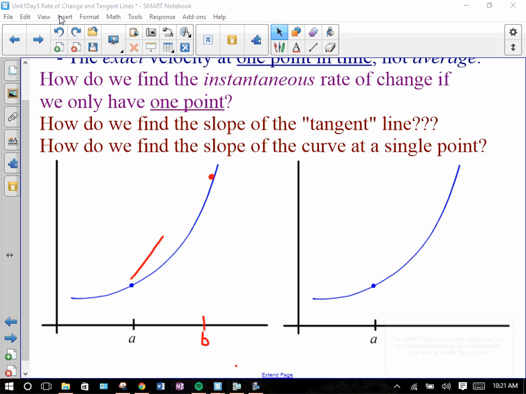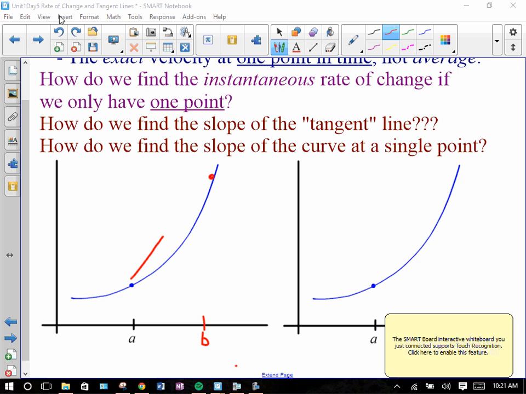Let's see if that works. So, yes, we are connected. Yes, it might have worked.